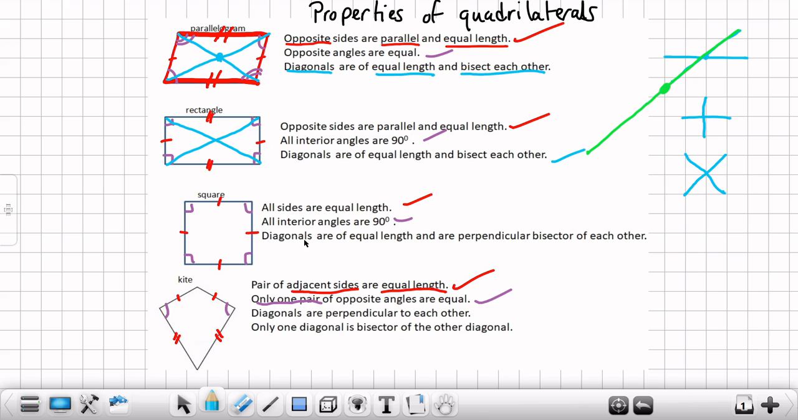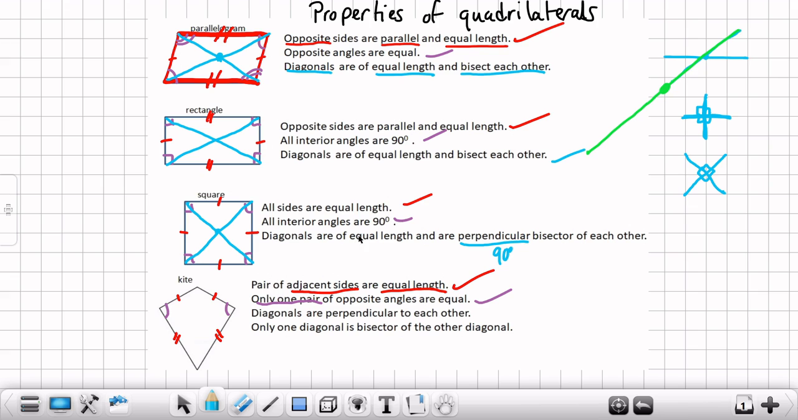Right, for a square, diagonals are of equal length. Let's draw in the diagonals. Diagonals of equal length, okay, they are the same size. They do bisect each other, they cut each other in half. But there's an extra key word here, perpendicular. Perpendicular means 90 degrees. So for example with these, that's 90 degrees, 90 degrees, 90 degrees, 90 degrees. So these two lines are perpendicular to each other. Similar here, this line over here is perpendicular to this one here.